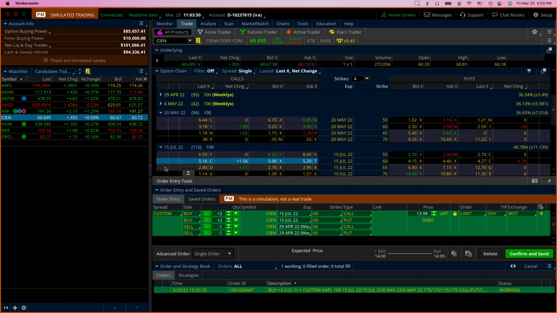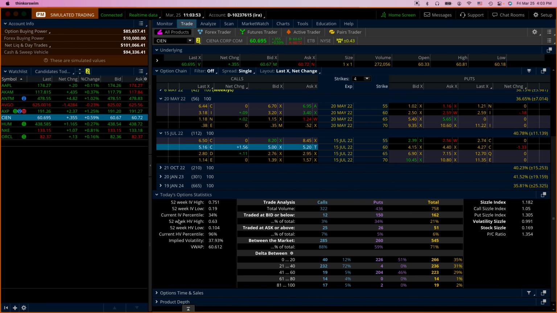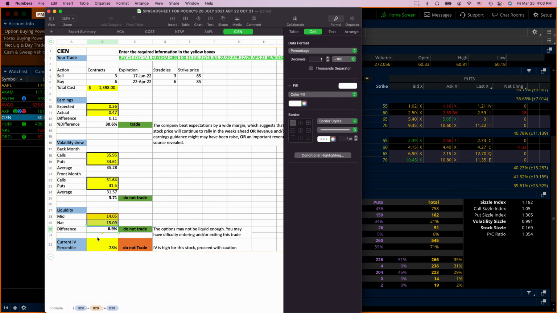The current IV percentile, you saw that it was too big. Go to the trade tab and scroll down, and you look for the current IV percentile. That's 34. It should be 15. And so no, we're not going to trade that. Okay, so do not trade. 3 out of 4, I can't trade that.